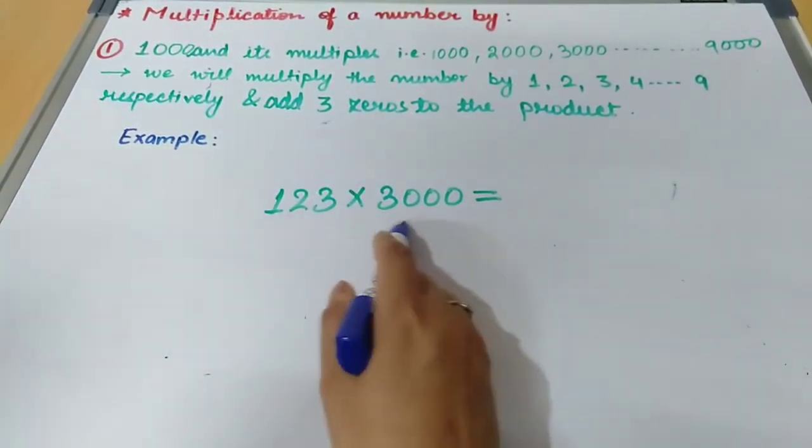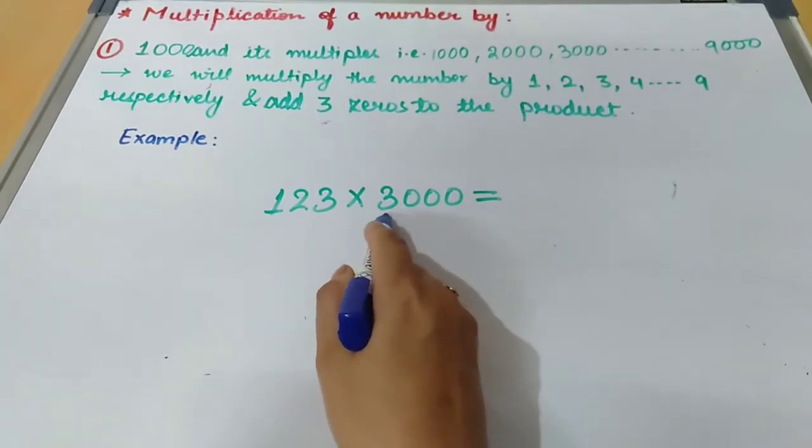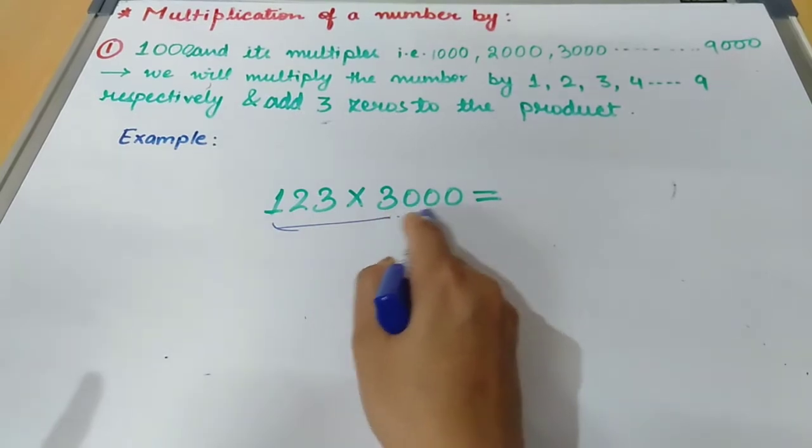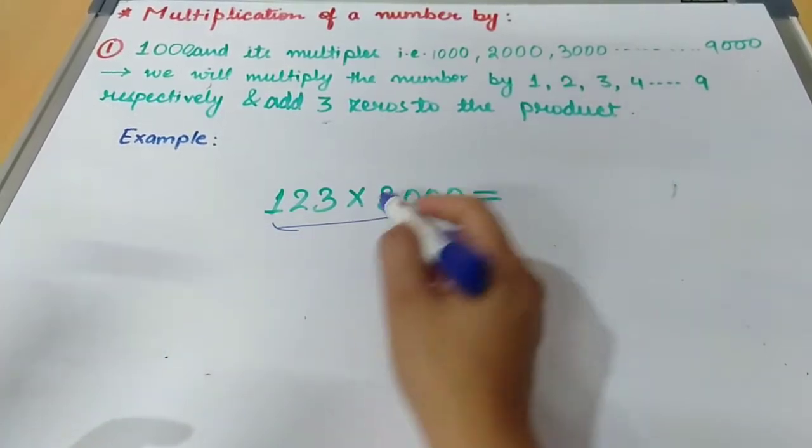Now let us see the example. As you all know very well, we will multiply this number by 3 and we will add these 3 zeros at the end. So let's multiply.